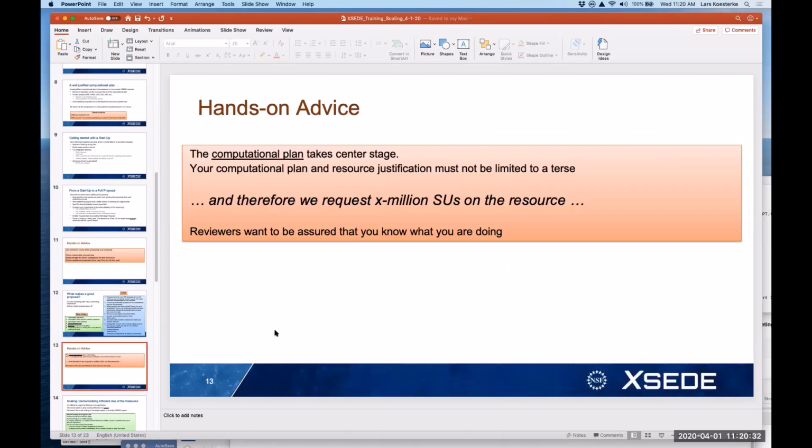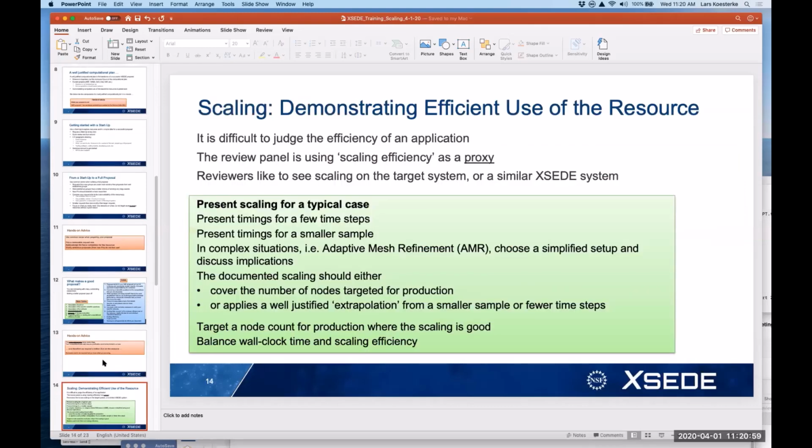So my hands-on advice is the computational plan takes center stage, and therefore your computational plan is not just a terse sentence, and therefore we request X million SUs on that resource. Reviewers want to be assured that you know what you're doing, and they want to be able to follow your math, how you come up with how many SUs you really need.